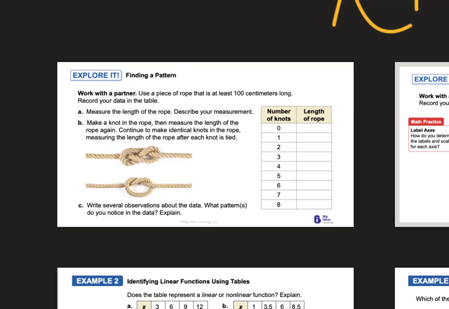you had a rope and you measured it and it had a certain length, let's say 10 inches, and then you were to tie a knot in that rope. Well, then all of a sudden that rope would now be like, let's say 7 inches long, and then you tie another knot in that rope and now it's like 4 inches long, and then 1 inch long, and then eventually it's just this mangled up mess of rope, right? Well, here's what's going on.